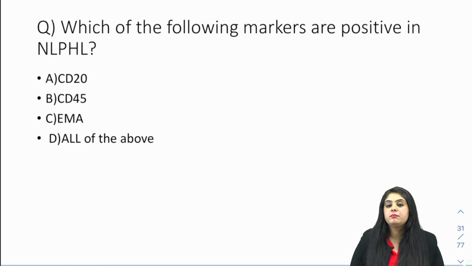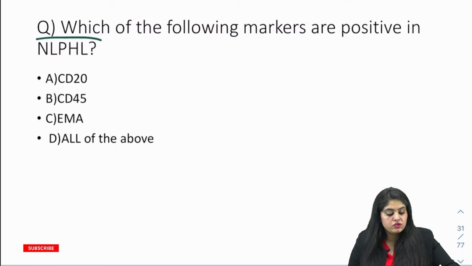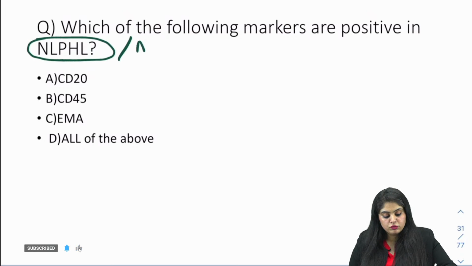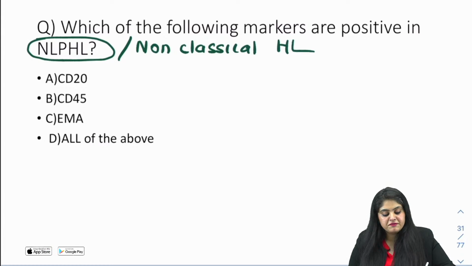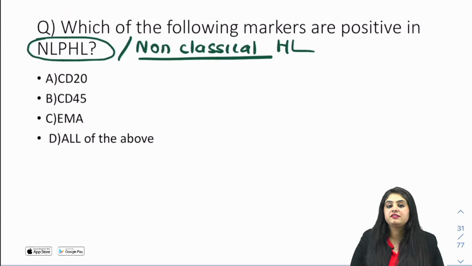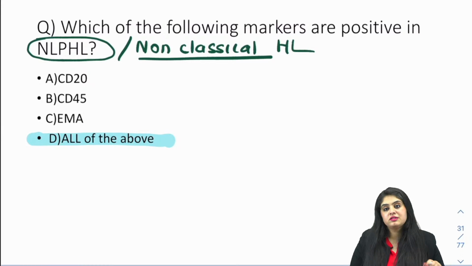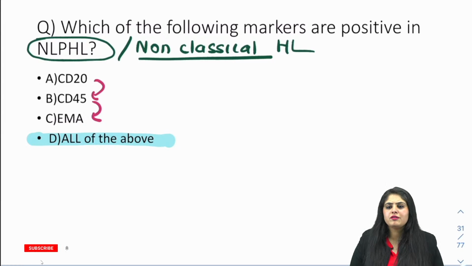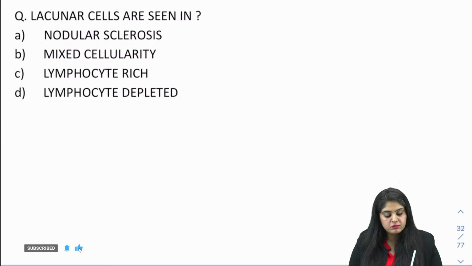Amazing. One more small question. Which of the following markers are positive in NLPHL? Nodular lymphocyte predominant Hodgkin's lymphoma, also known as non-classical Hodgkin's lymphoma. This is our favorite type of question. Whenever I see something like all of the above written, it is going to be our favorite question, because my mind will tempt me towards marking all of the above. Yes, correct. 20, 45 and EMA, all of them are non-classical. That was a confidence booster question. Coming to another confidence booster, an easy one.